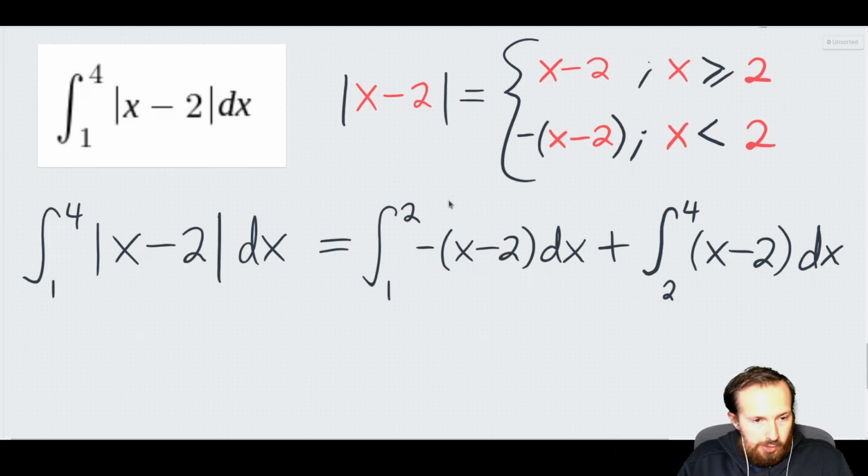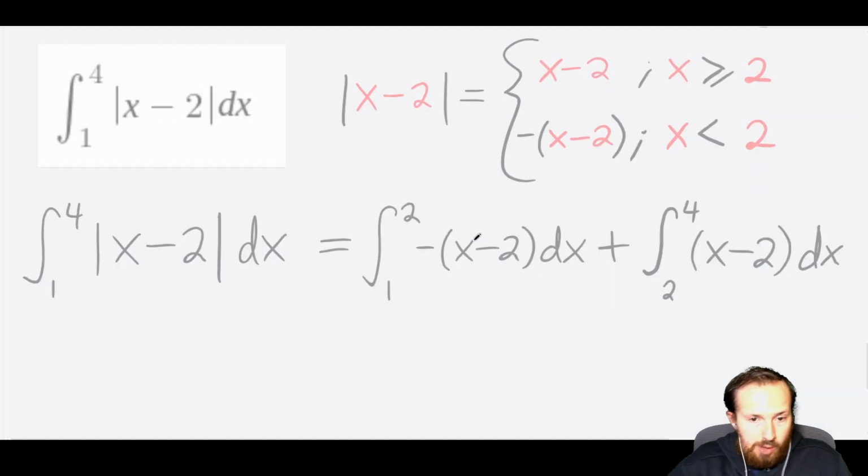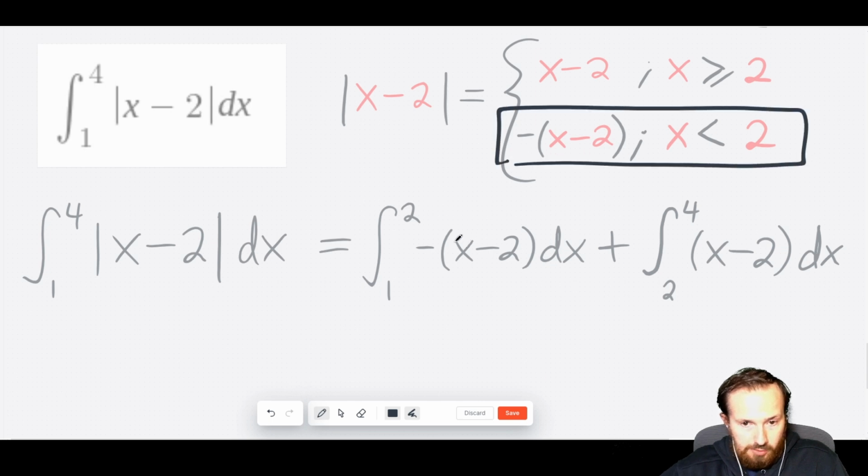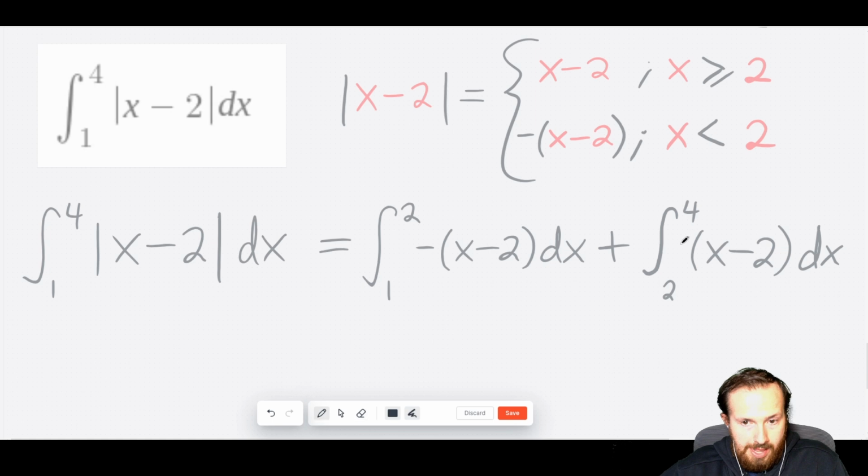Specifically, the way that we're going to use this integral property is to split it at the transition point of the piecewise definition. So remember, in this particular case, the piecewise definition switches from this function to this function at x equals positive 2. So why don't we just choose that as our transition point? And then we know that when x is less than that, the absolute value will equal this version of the piecewise function, negative x minus 2. And when x is greater than or equal to 2, it will equal this version, just positive x minus 2.